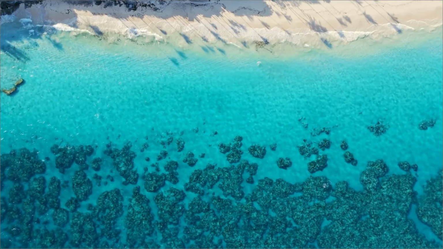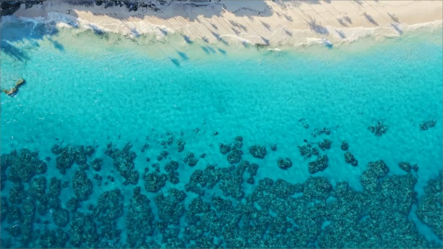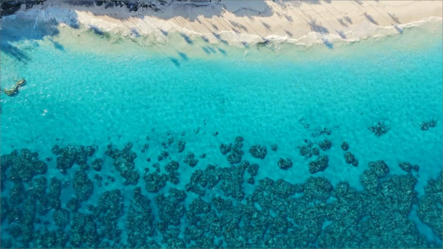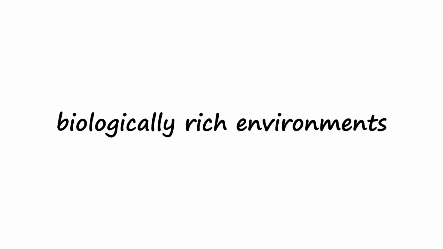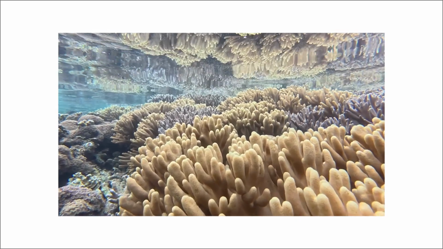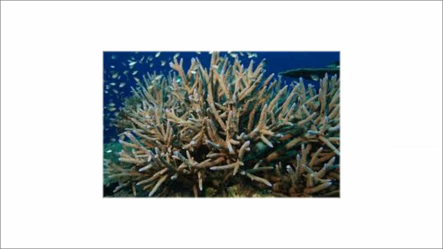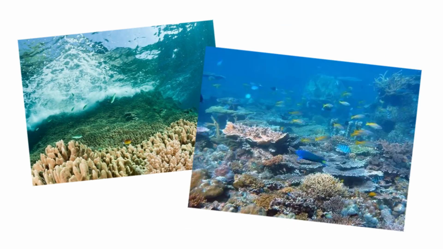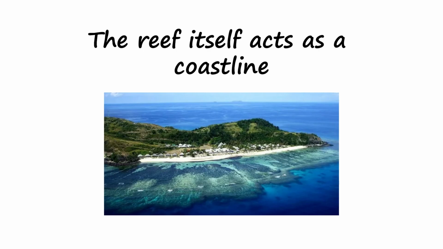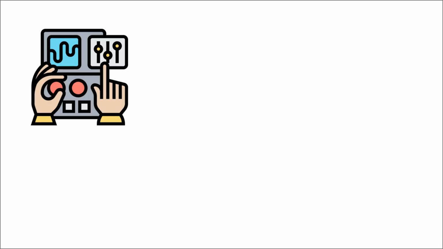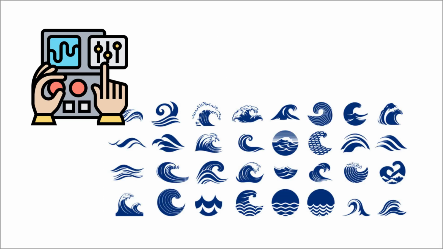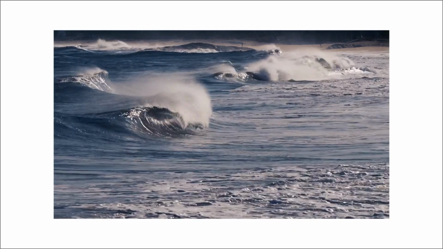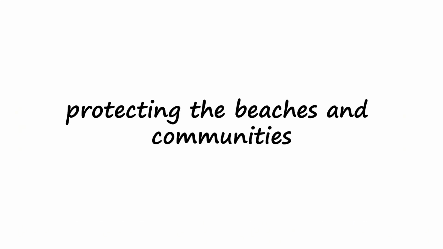Coral reef coastline. In warm, clear, shallow tropical waters, coral reefs grow along coastlines and create some of the most biologically rich environments anywhere on Earth. A reef is built by living organisms, tiny coral polyps that secrete calcium carbonate skeletons and accumulate over centuries into complex branching structures. The reef itself acts as a coastline in the sense that it controls how waves reach the shore, absorbing energy and protecting the beaches and communities behind it.